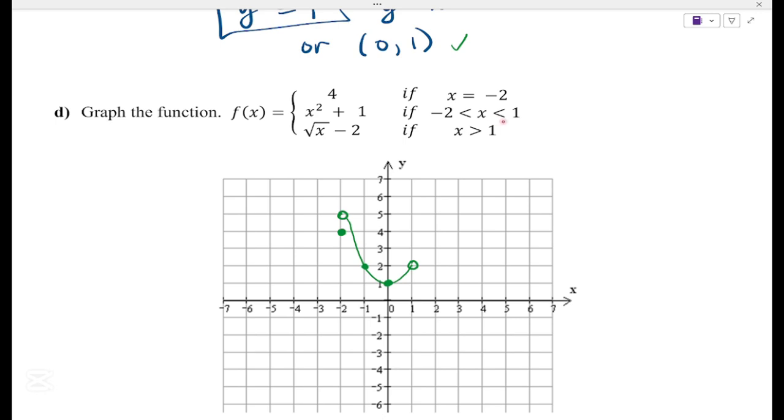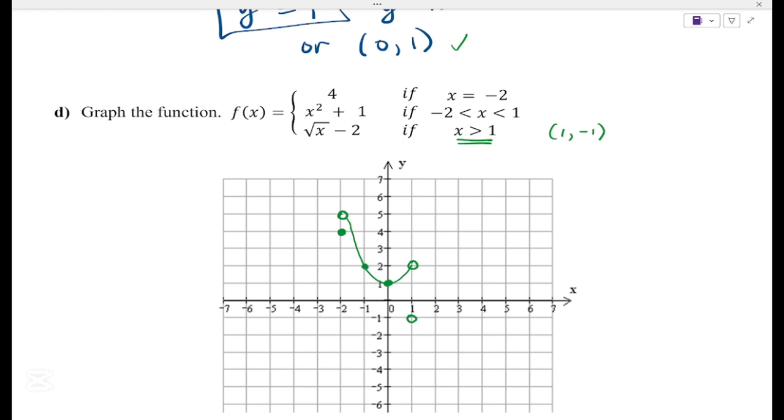Next, the last equation is square root of x minus 2. So this is the radical. The radical is like that. So square root of x minus 2, meaning if the square root of x is like this, moving 2 units downward. So let us start by putting 1 in x. If I put 1 in x, square root of 1 minus 2 is minus 1. So we have 1, minus 1, and I have to make it open.